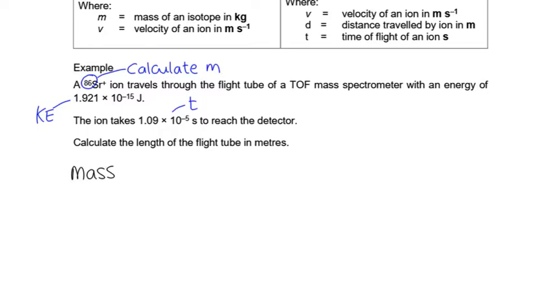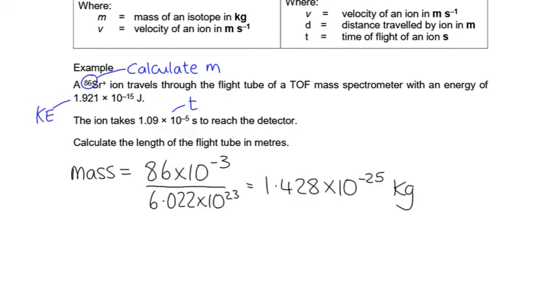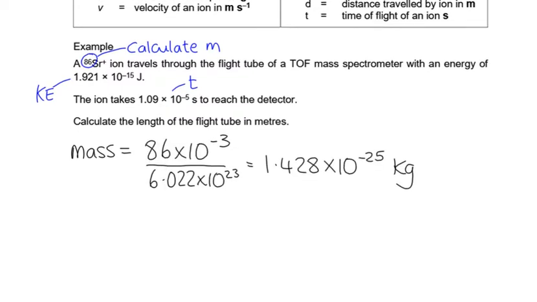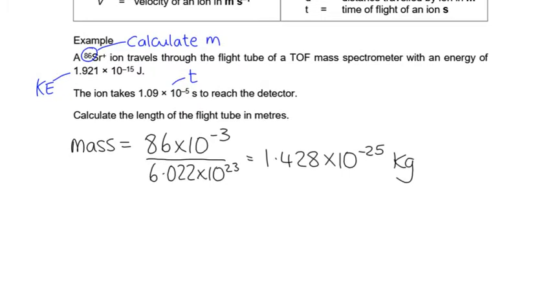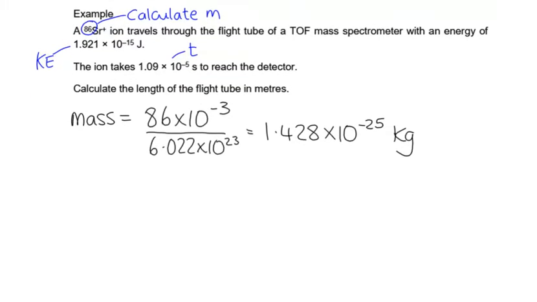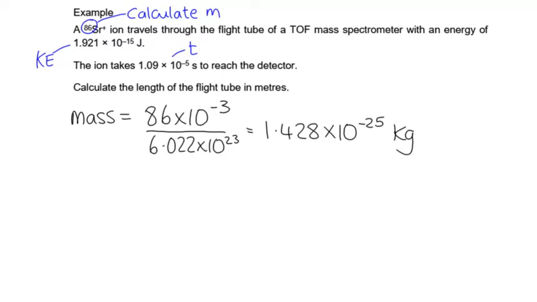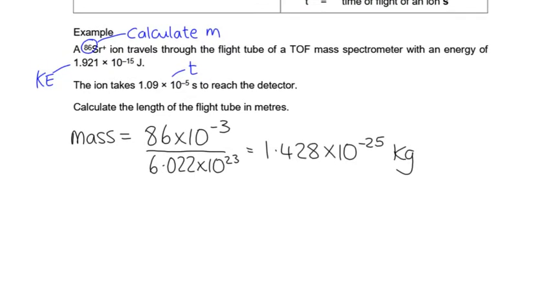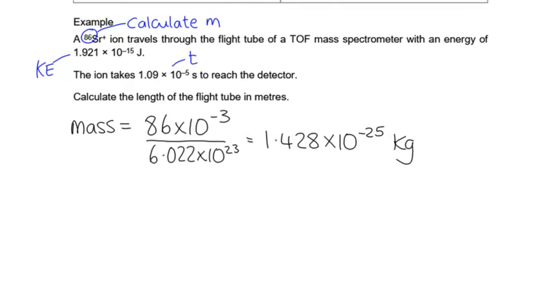Can you pause the video, use your calculator to find the mass of one strontium ion? If you've remembered that calculation correctly, you should have got 1.428 times 10 to the minus 25 kilograms as your mass. Okay, we've got the kinetic energy now, and we've got the t, and we need the distance, the length. To get the distance, we're going to need the velocity and the time, but we haven't got the velocity, we've got the kinetic energy.